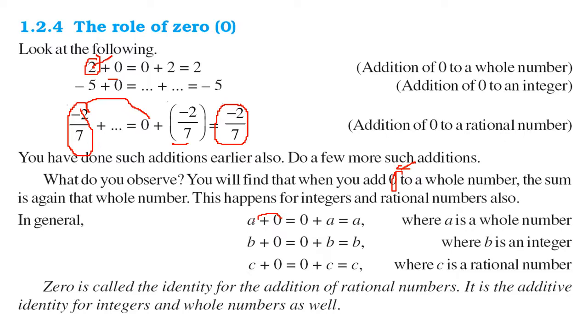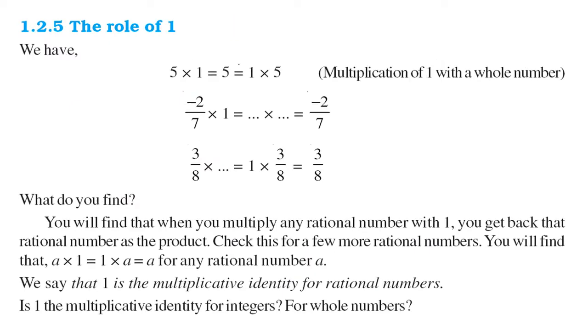This is a plus 0, where a can be a whole number, b plus 0, where b can be an integer, c plus 0, where c can again be a rational number. If you add any of the numbers with 0, you will get the same number back. That is why 0 is called the identity for addition. So 0 is called the identity for the addition of rational numbers. The other name of 0 is the additive identity, for integers and whole numbers as well.